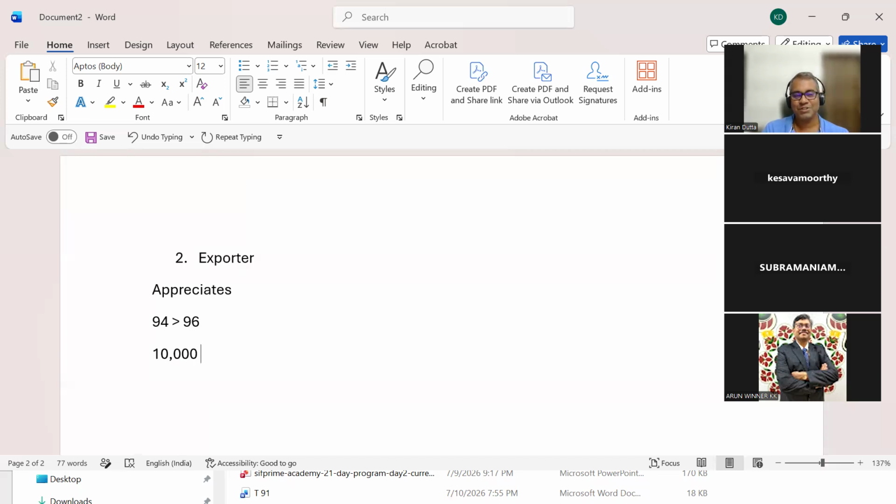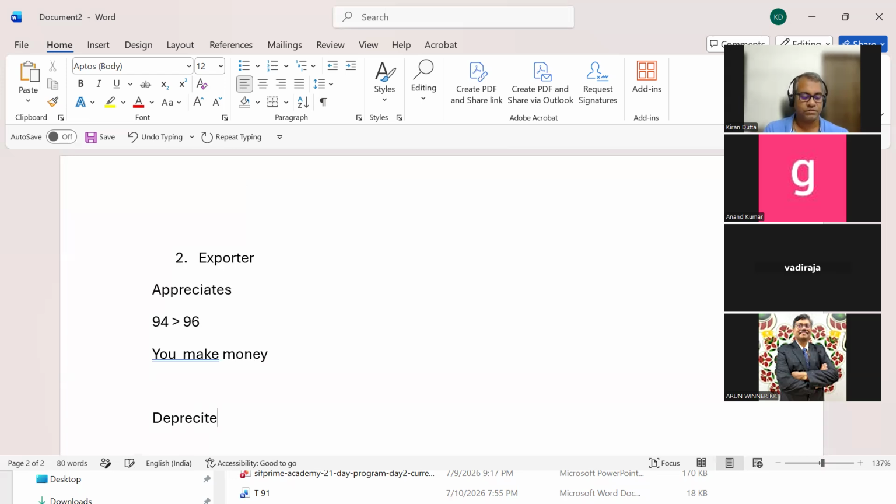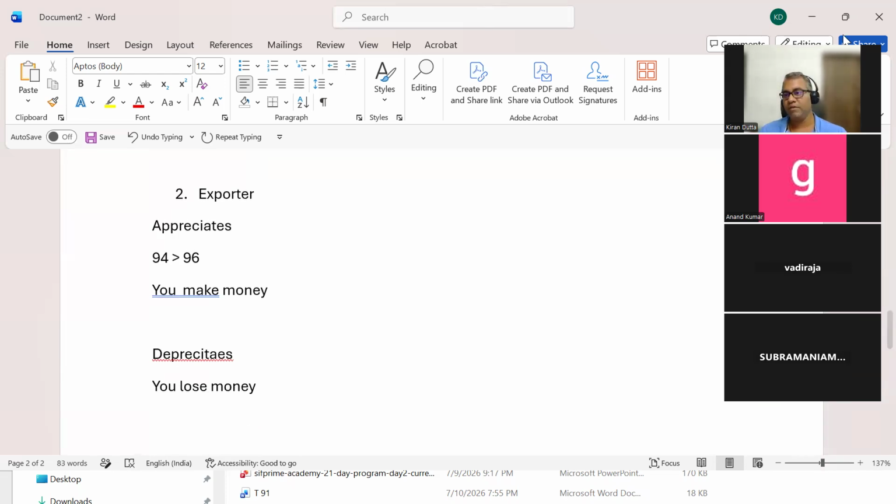So 94 to 96, primarily what is happening? If it appreciates, what is going to happen here, guys? From 94 to 92 or 93, whatever, here you make money, and whenever it depreciates, you will actually lose money here, right? Okay. Cool. Everyone clear on this?